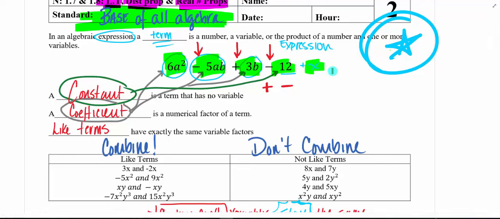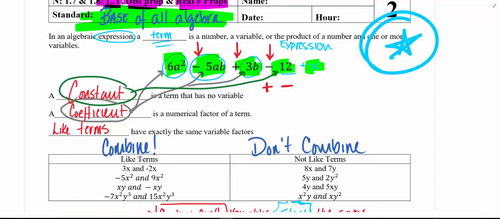Now, not all of these terms are the same. Actually, none of these terms are the same. So the reason that they're not all combined together is because they're not like terms. What we want to talk about is like terms. Those terms we need to put together if they're alike.